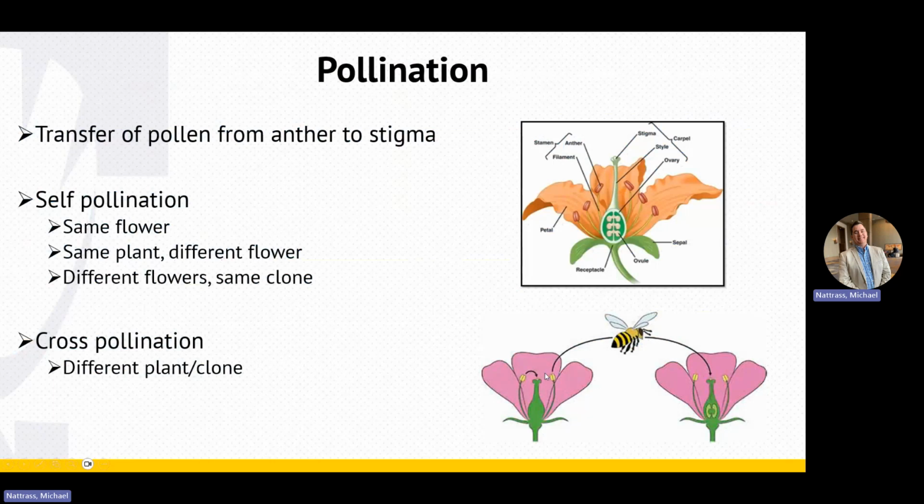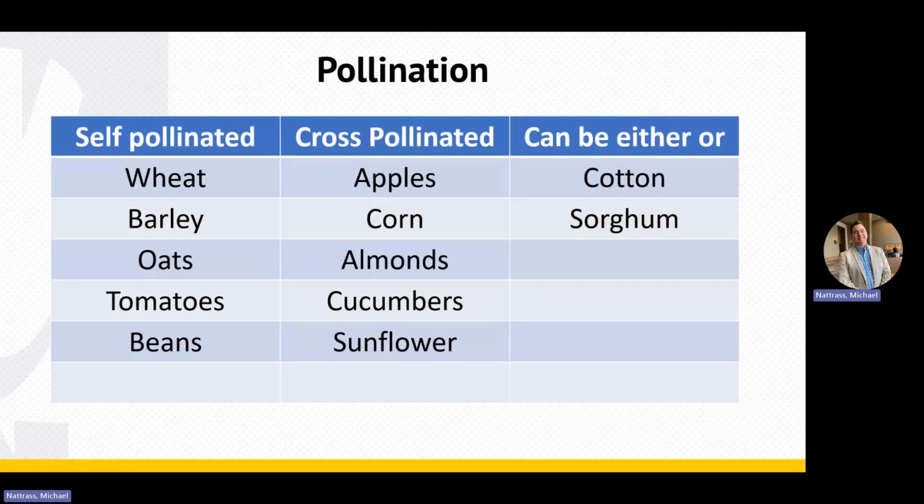And then we have cross-pollination, and this is where the bee has to land on this flower and that flower in order to fertilize that. And so if it bounces back and forth between these two flowers, then we get this pollination event. So either self-pollinated or cross-pollinated. Some things for self-pollination are going to be things like wheat or barley. Others are cross-pollinated. What we might not think about is apples.